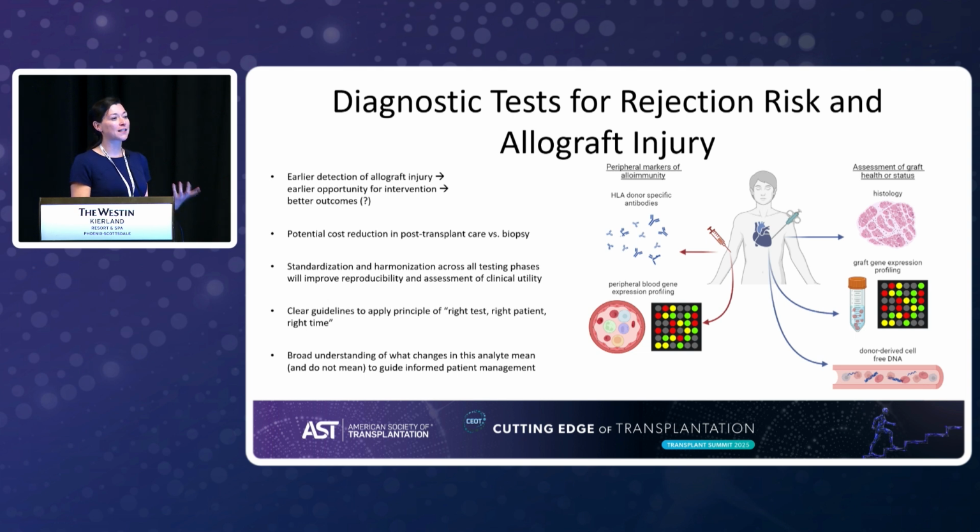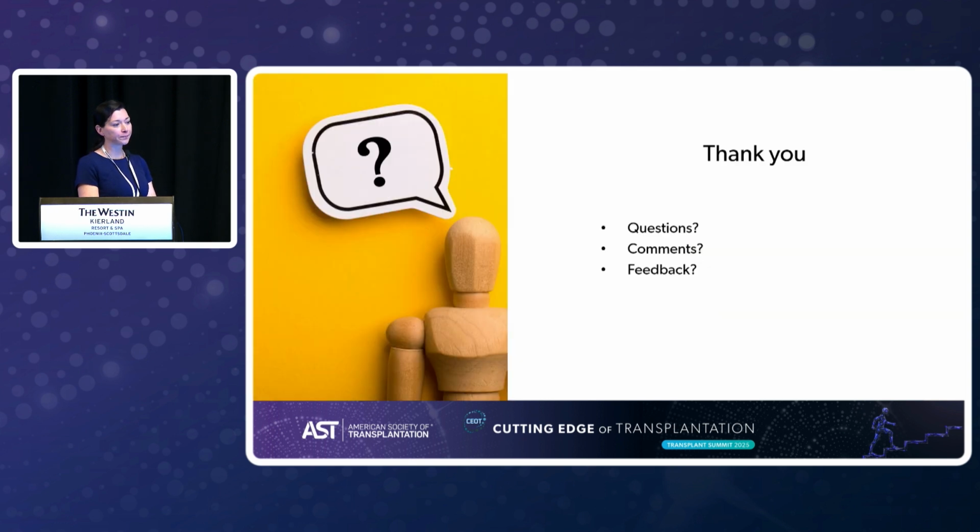So if we're going to get to clinical utility, which is dependent on intervention, but every center is intervening based on a different threshold or using a different intervention, it's going to be very difficult to wade through all of that variability. This will help us get to clear guidelines to apply the right test to the right patient at the right time and give us a better understanding of what changes in this analyte mean and don't mean, which will guide informed patient management.